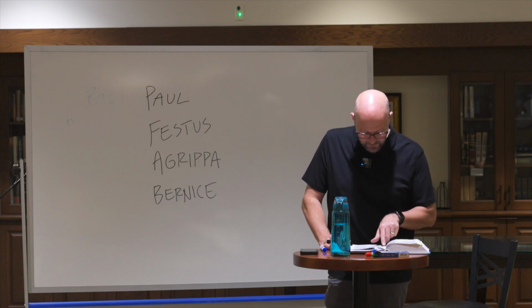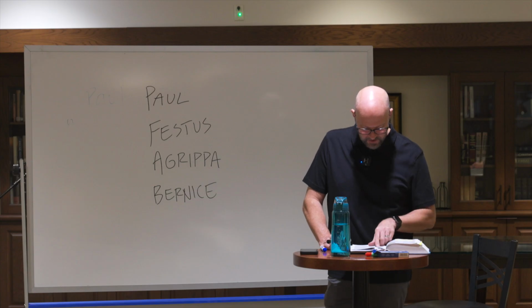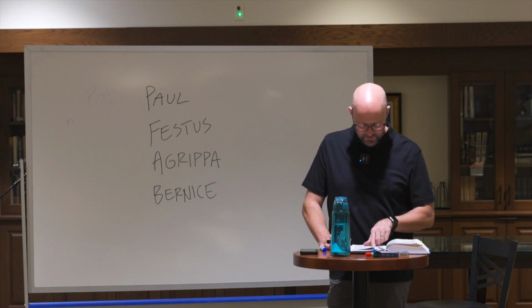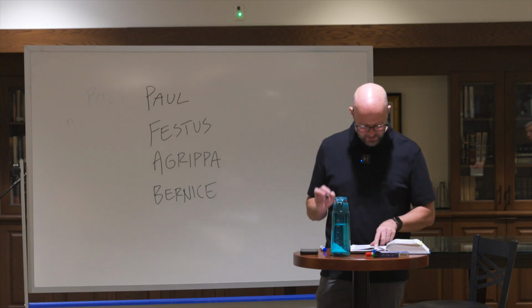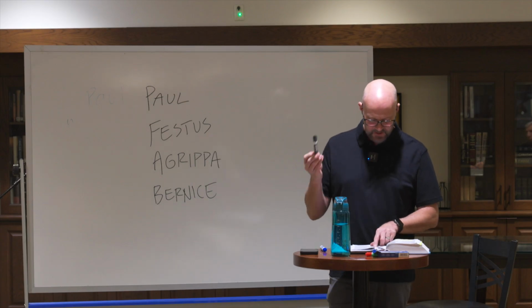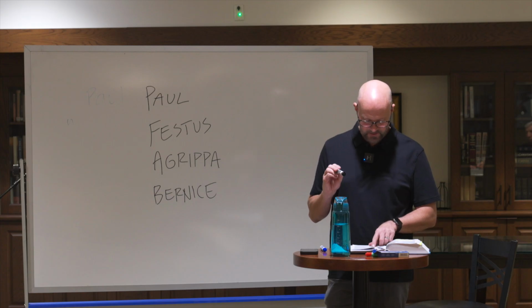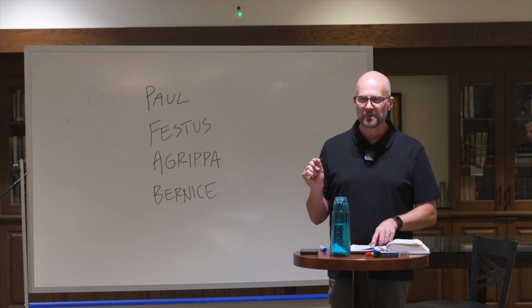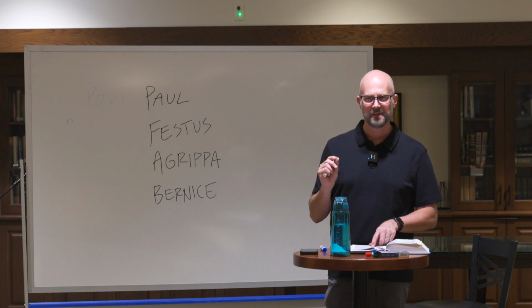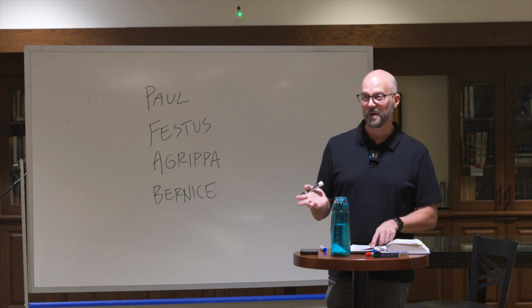The next day, Agrippa and Bernice came with great pomp and entered the audience room with the high-ranking military officers and the prominent men of the city. At the command of Festus, Paul was brought in. Festus said, "King Agrippa, and all who are present with us, you see this man, the whole Jewish community has petitioned me about him in Jerusalem and here in Caesarea, shouting that he ought not to live any longer." Does this sound a little familiar? What does this sound a lot like? Jesus under Pontius Pilate.